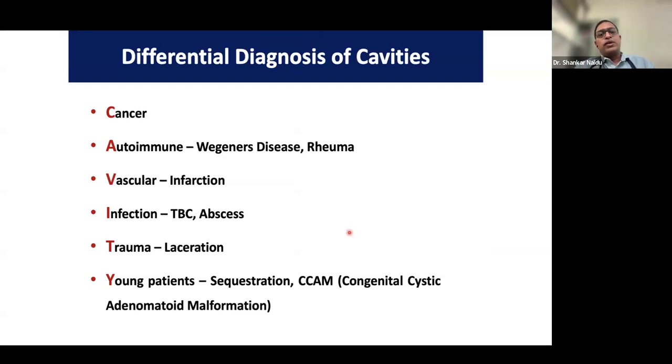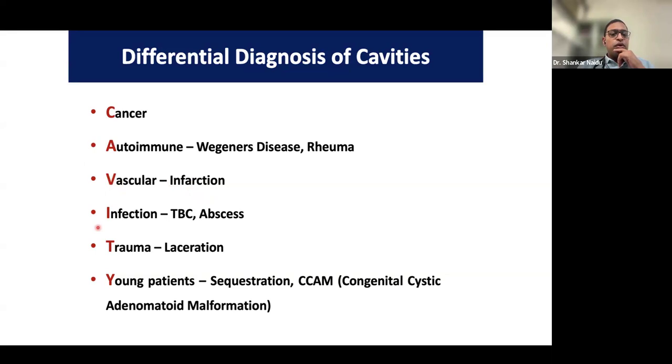So what would be the differential diagnosis of cavity? This is a mnemonic, a cavity itself. So C stands for cancer. A stands for autoimmune diseases like GPA. We stopped using the word Wegener's nowadays, so we call Wegener's granulomatosis as granulomatosis with polyangiitis. Then vascular causes like infarction because of various occlusions in the arteries.